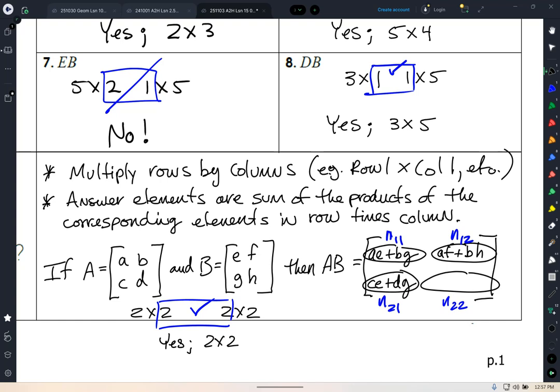Row 2 times column 2. Okay, you should have put CF plus DH. How'd you do? CF plus DH.